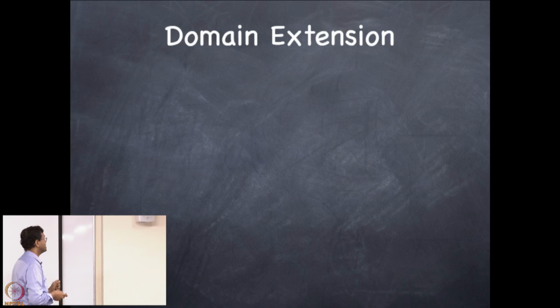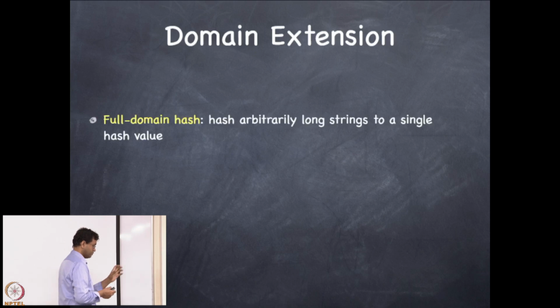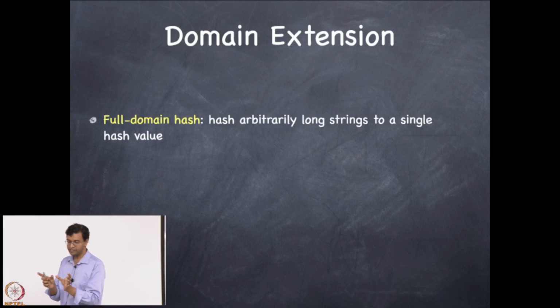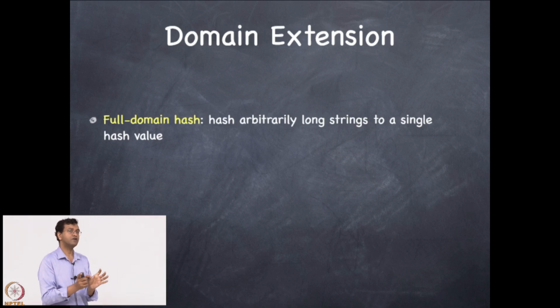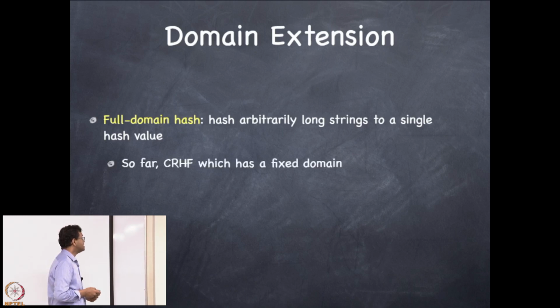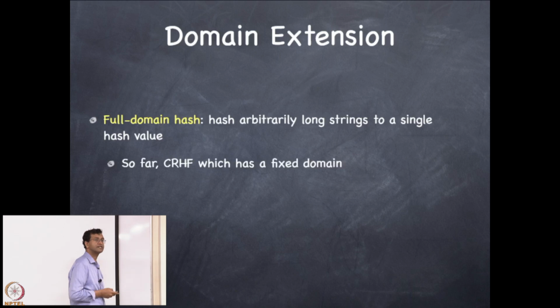And that is this idea of a full domain hash. The hash, we said its output has to be 128 bits. Its input, we don't want it to be just, say, 256 bits. We want the input to be as long as you want. It should be arbitrarily long. So let's see if we can do that. The CRHF we saw in the previous slide doesn't do that.